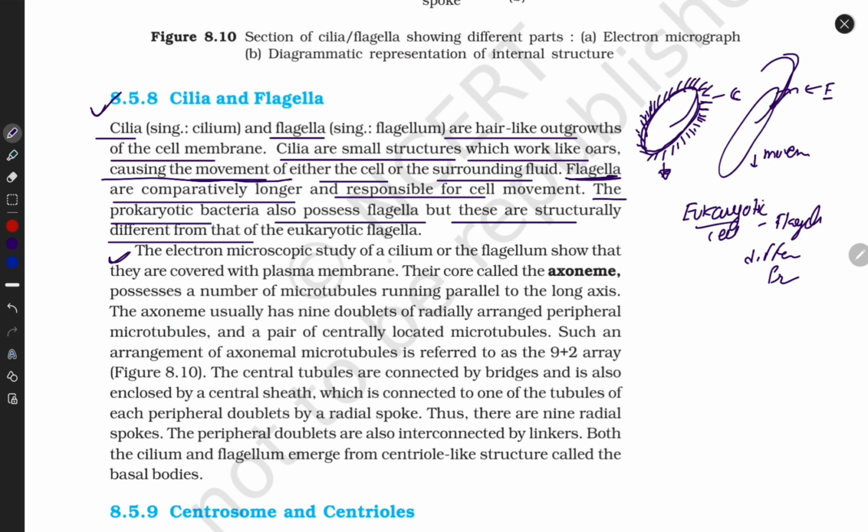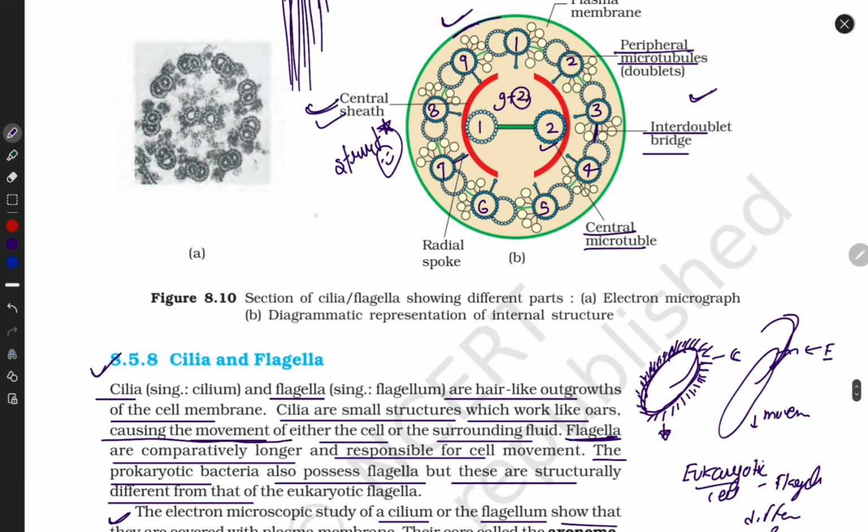Electron microscope study of a cilium or flagellum shows that they are covered by the plasma membrane. They are covered by what? Look at here. They are covered by the plasma membrane. Their core, called the axoneme, possesses a number of microtubules running parallel to the long axis, and the axoneme usually has 9 doublets arranged radially at the periphery. I told you now, remember this structure, and you will have everything clear.